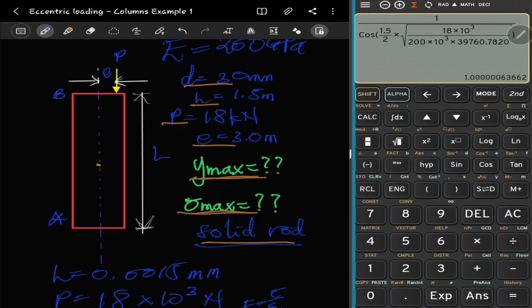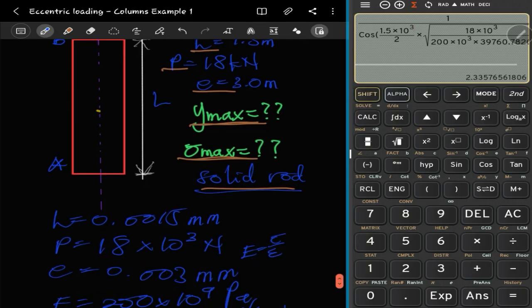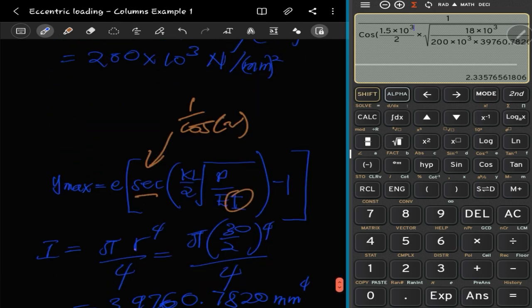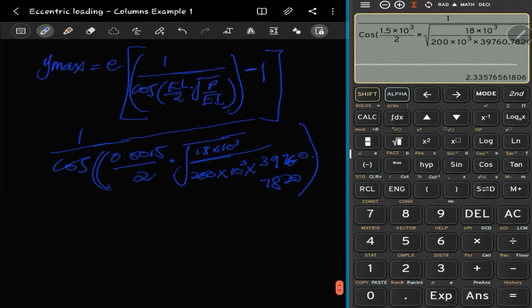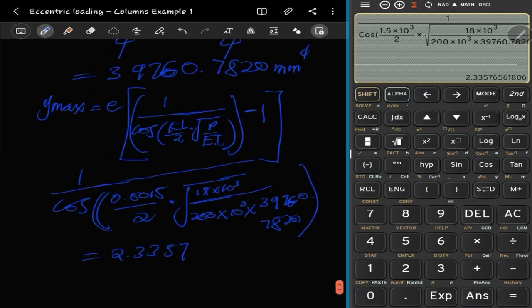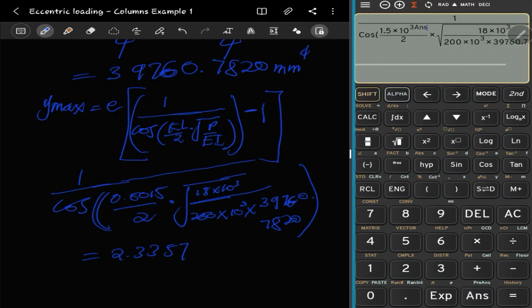If you choose a particular unit, be consistent with it. All right, so this should be 10 to the power 3, not minus 3. Right. So this is what we are getting. So we have this here to be 2.3357, right? So let's take the 1 away from it directly. So let's see the answer. Right, so answer minus 1, and that's what it gives us.